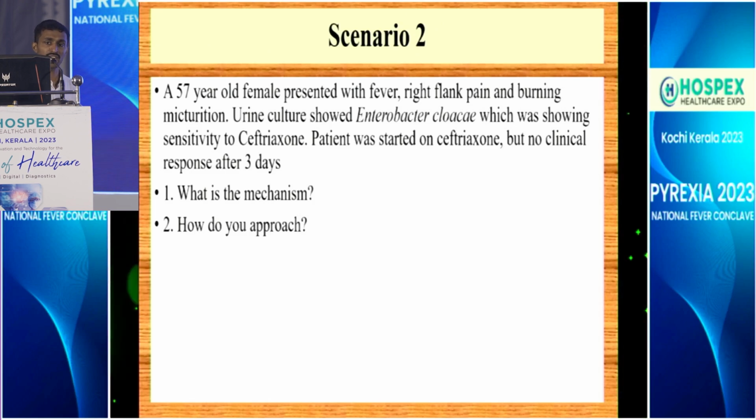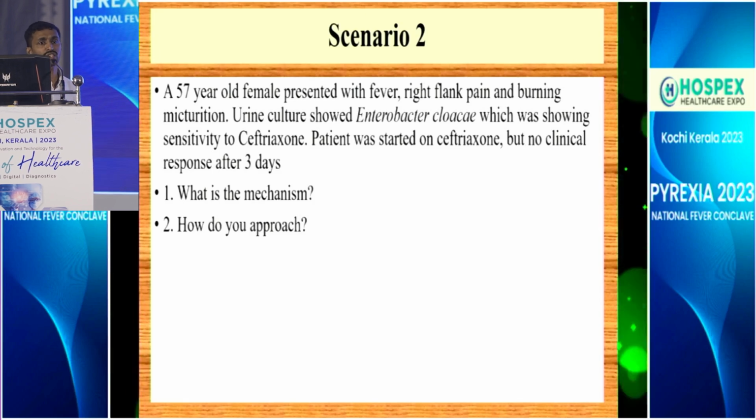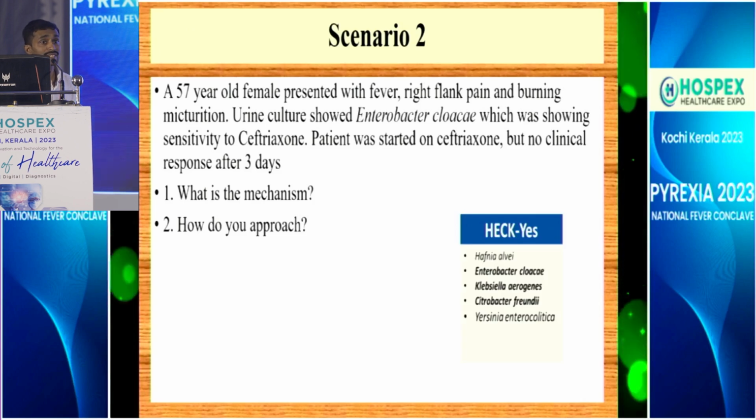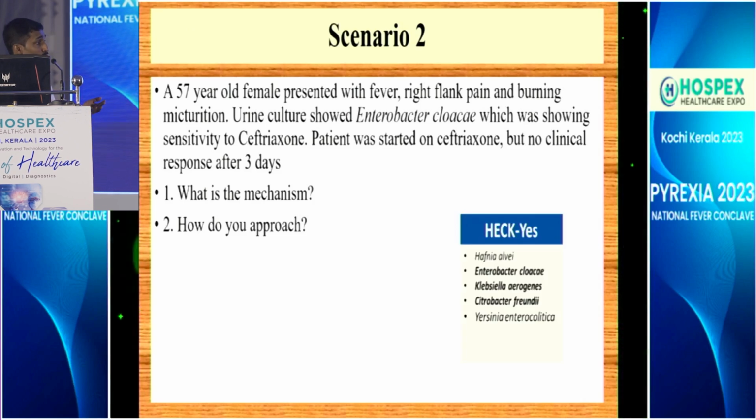So the patient was started on ceftriaxone as per the sensitivity provided to the doctor, but there was no clinical response after 3 days. So what is this mechanism and how do you approach? This peculiar type of resistance mechanism that we call AmpC. There are different types of ampicillin AmpC.